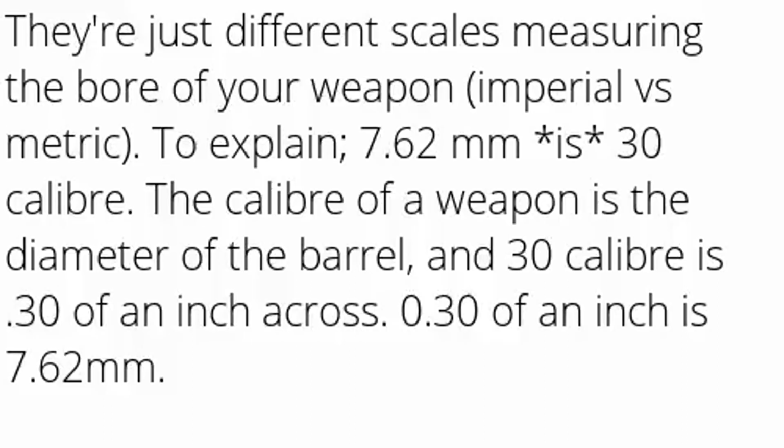How are ammunition sizes chosen? They're just different scales measuring the bore of your weapon. Imperial vs metric. To explain, 7.62 mm is 30 caliber. The caliber of a weapon is the diameter of the barrel, and 30 caliber is 0.30 of an inch across. 0.30 of an inch is 7.62 mm.